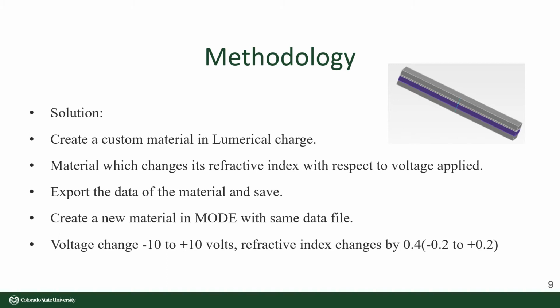For this project, I have applied -10 to +10 volts, and the refractive index of the material has changed from -2 to +2. That is, if the refractive index was 3.6, then it can be changed from 3.4 to 3.8. Once this was done, the data of the material was exported and saved in a MAT format. This MAT file can be used in Numerical Mode by creating a new material and importing the same file into the mode.